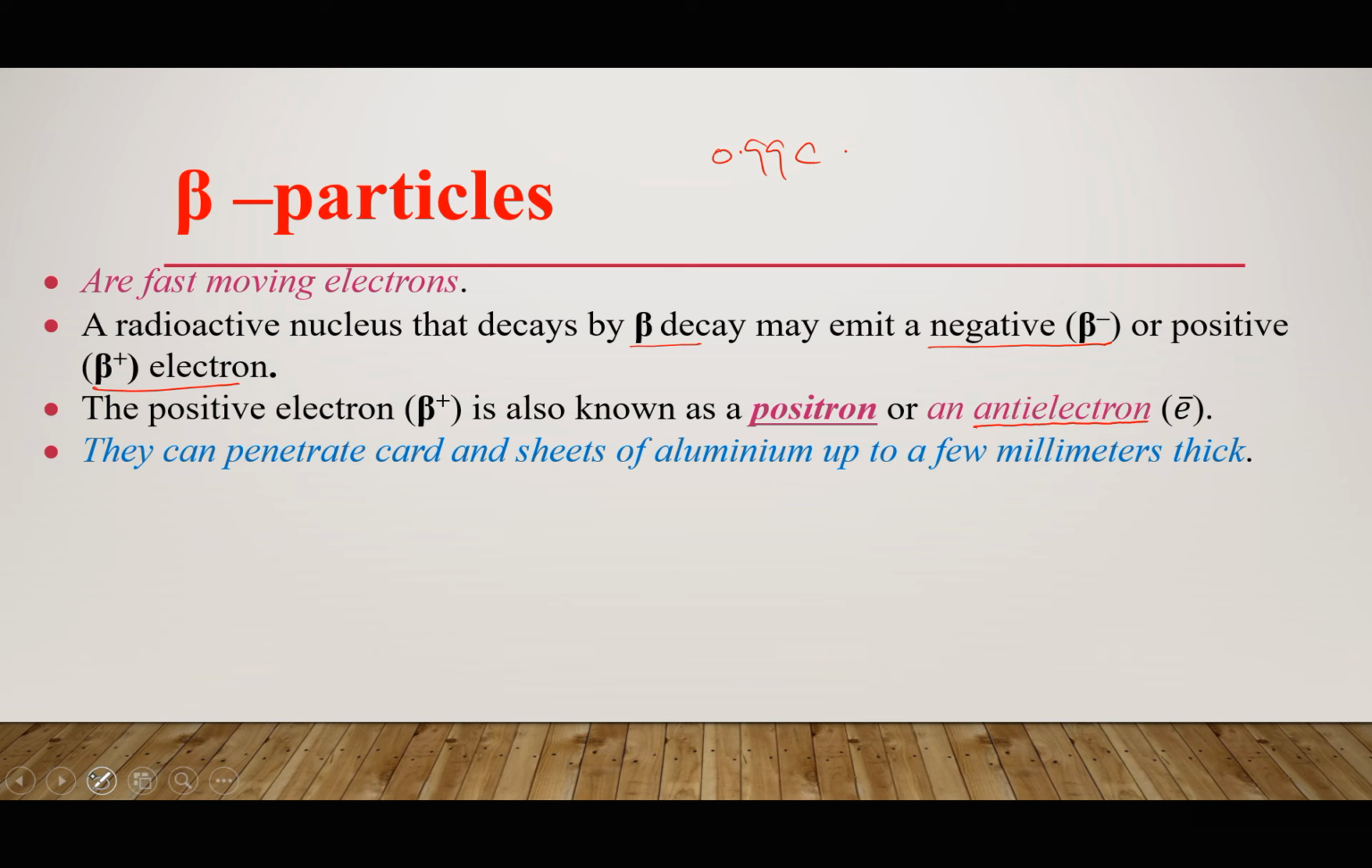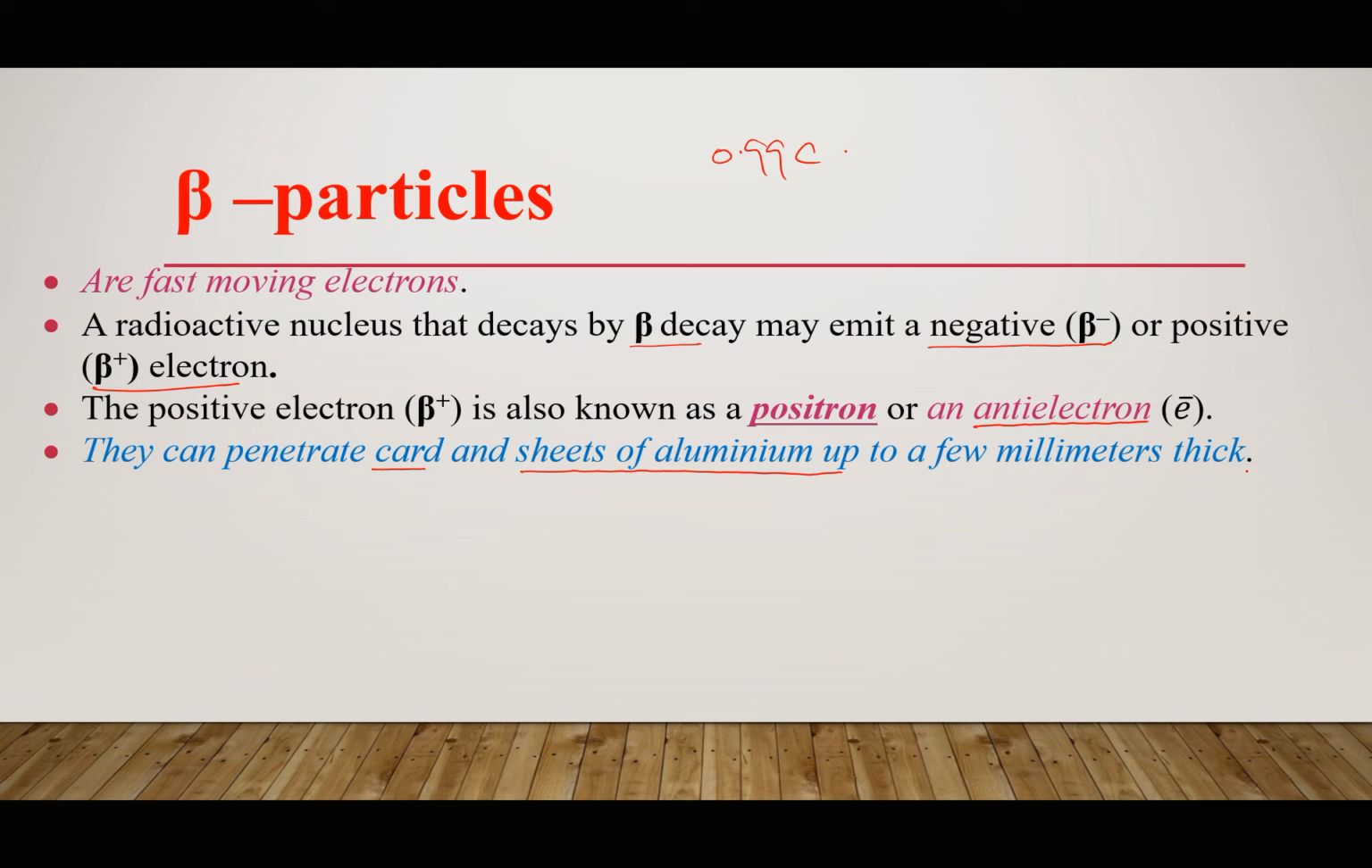So these ones can penetrate card. Beta particles can pass through a thin sheet of paper. They can penetrate card. They can travel even through a thin layer of aluminium, up to a few millimeters thick. As the thickness of aluminium increases, they can be stopped, but for a few millimeters, they can still penetrate through. So we can say these ones are more penetrating than alpha particles, because alpha particles would easily be stopped by a piece of card.